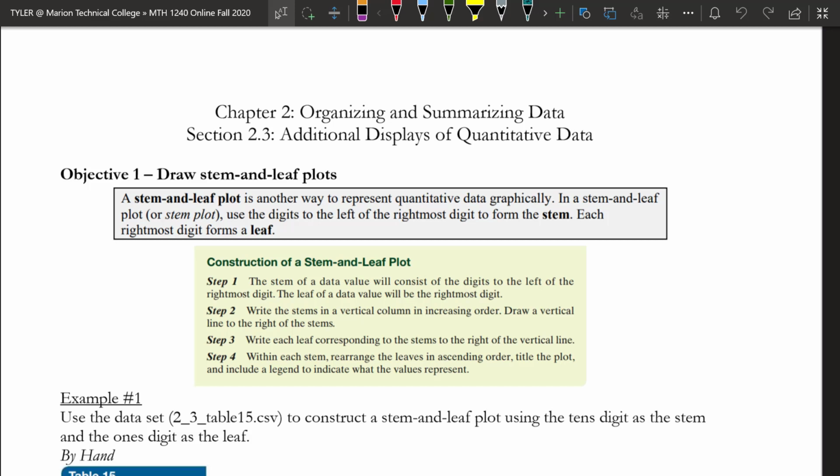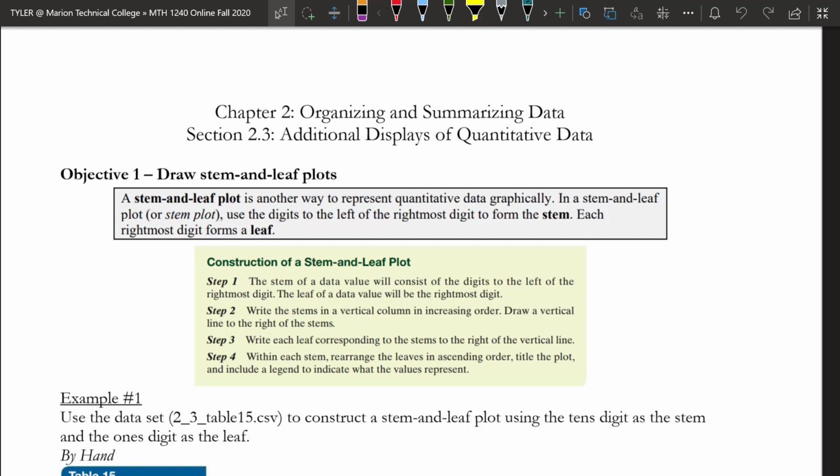Hi, so we're ready to look at section 2.3, which is additional displays of quantitative data. In section 2.2, we looked at some of the popular displays with quantitative data, so now we look at some others. The first one we're going to look at is stem and leaf plots.